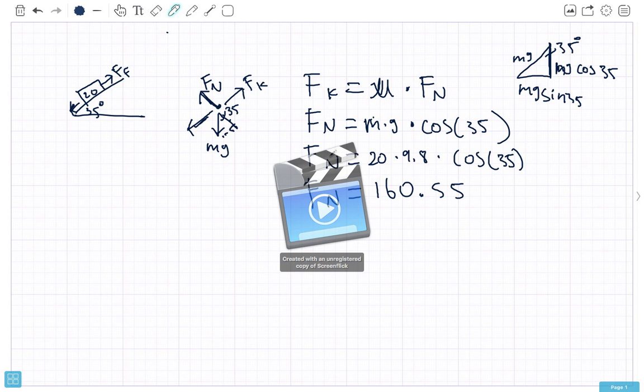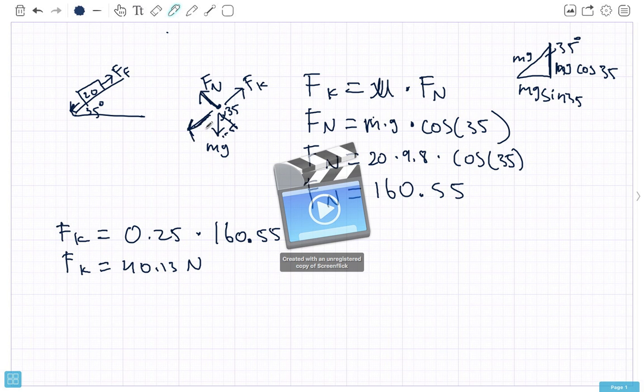we can find our kinetic friction, if you guys remember. So we need to do that part first. So our kinetic friction equals mu, which is 0.25, times the normal force, 160.55. So 160.55 times 0.25 is going to be equal to 40.13. So friction kinetic equals 40.13 newtons that way. So now we have one thing, but now we need to find what this is.